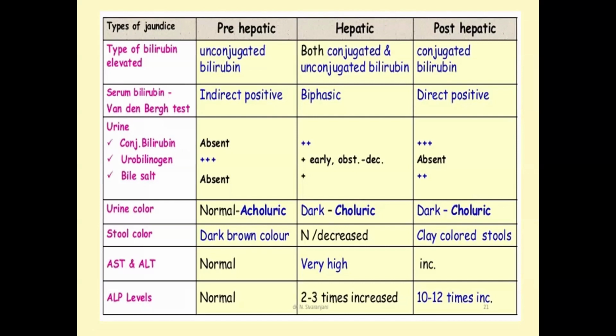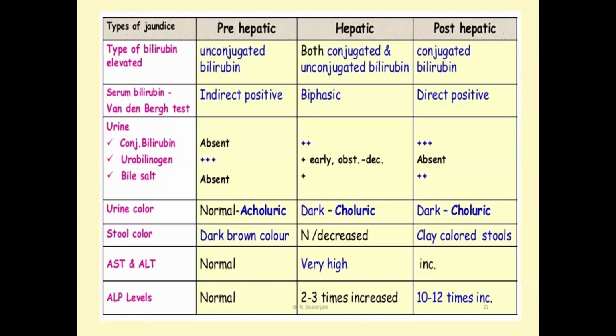This picture looks nice. Types of bilirubin elevated, you all know: prehepatic, hepatic, posthepatic. Prehepatic is unconjugated because of hemolysis, etc., more bilirubin production. Hepatic, it can be biphasic. Posthepatic, mostly conjugated. Van den Bergh test: indirect positive, biphasic, or direct positive. In urine, you can see bilirubin, urobilinogen, bile salts. Depending on the picture, bilirubin can be absent. Depending on the pathophysiology, conjugated bilirubin is present in the urine.